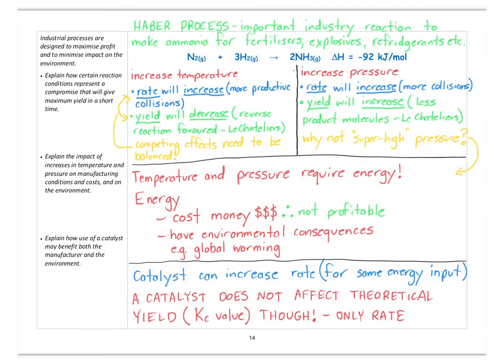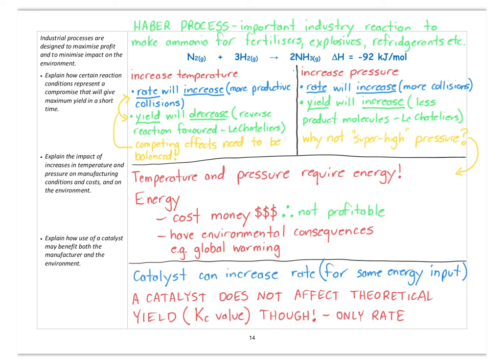So industrial processes are designed to maximize profit and to minimize impact on the environment. At least we hope they're designed to minimize impact on the environment. Explain how certain reaction conditions represent a compromise that will give maximum yield in a short time. Explain the impact of increases in temperature and pressure on manufacturing costs and on the environment. Explain the use of a catalyst may benefit both the manufacturer and the environment.